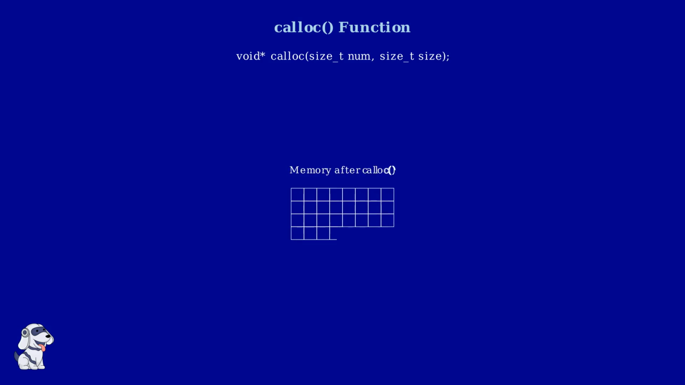Here we see the same memory grid, but after calloc allocation. Notice how calloc automatically initializes all memory locations to 0, providing a clean, predictable starting state. All memory locations are initialized to 0, making calloc safer and more predictable for applications that require clean memory.